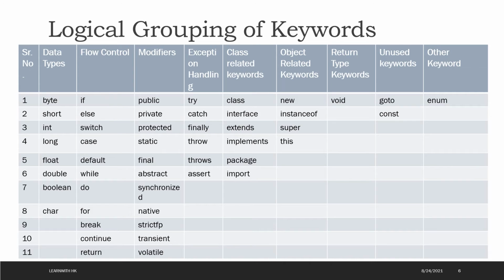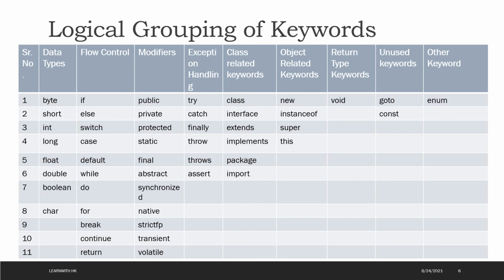Okay, then there will be a few which will be related to object, like how we create the object and how we use the object. The new keyword is used for creating a new object. Then instanceof, to check an instance of any already created object. Then super. We are going to study this in later sections, but for now you can consider that these are four keywords related to object.